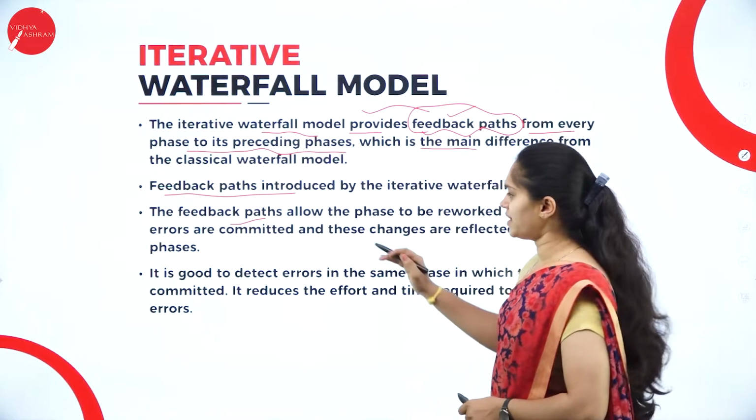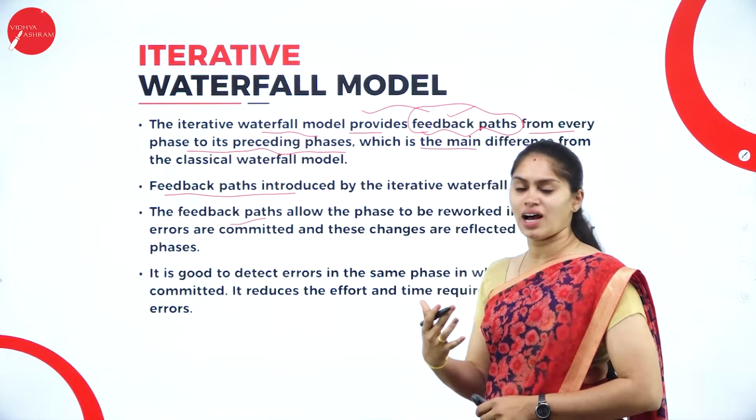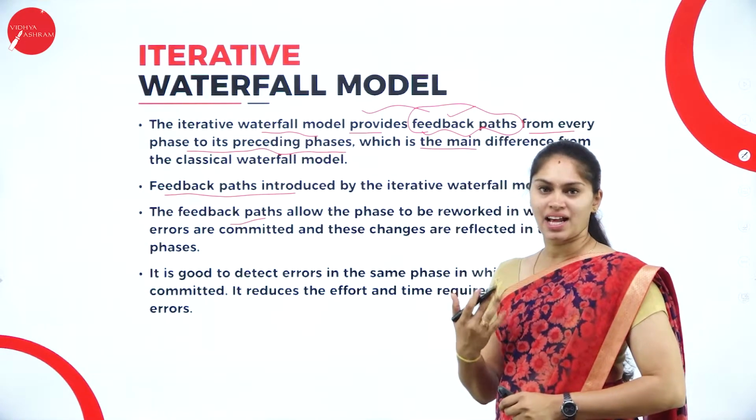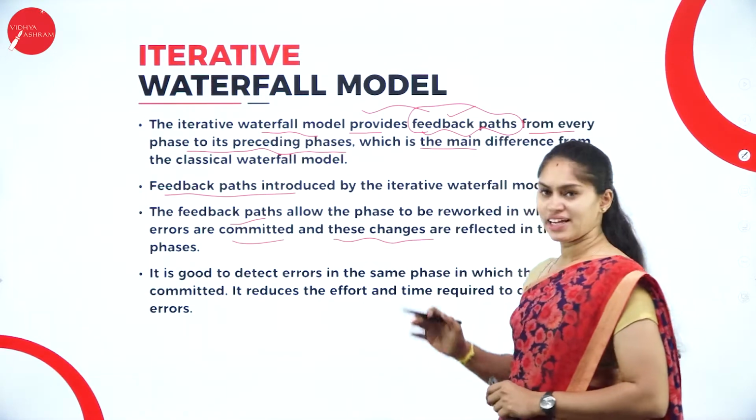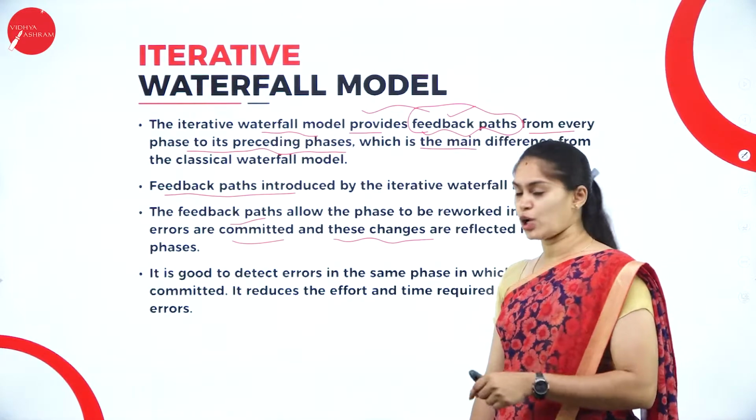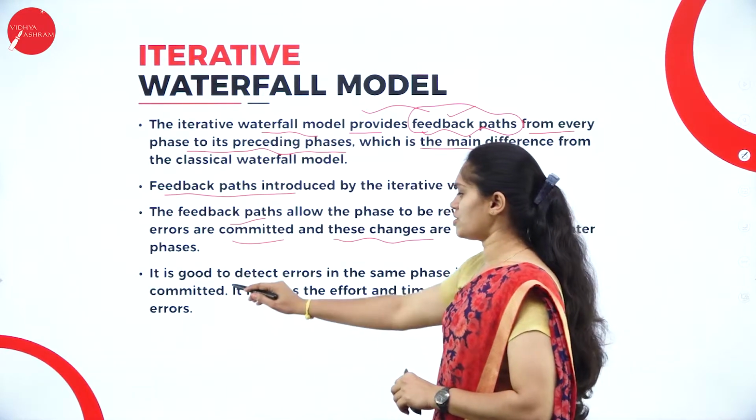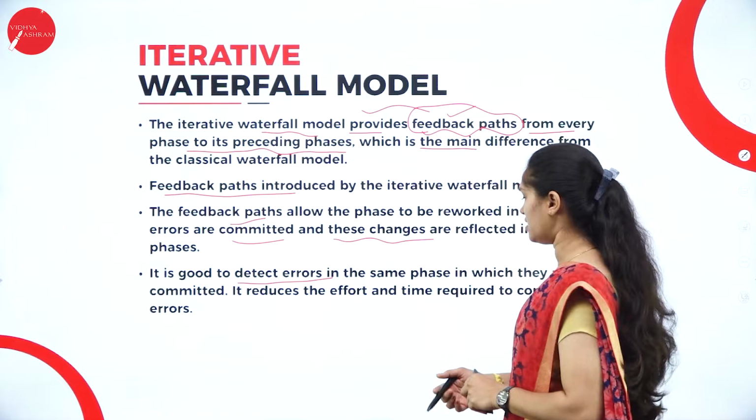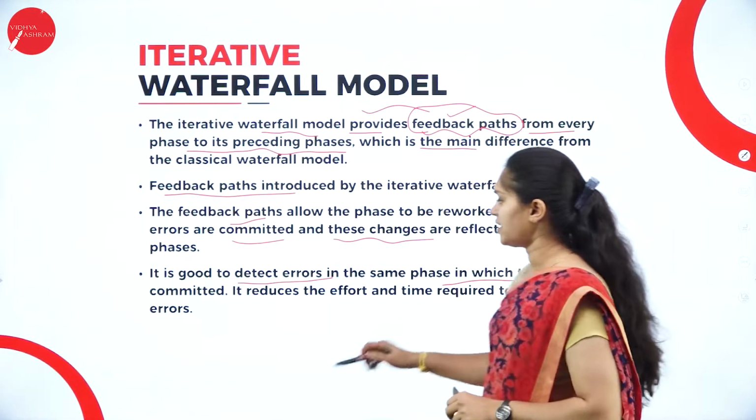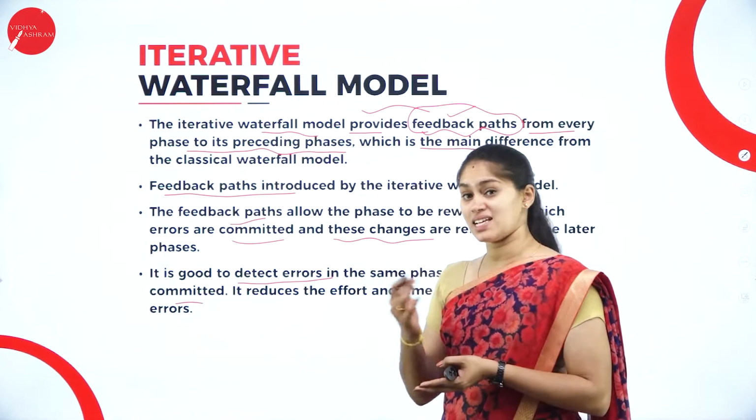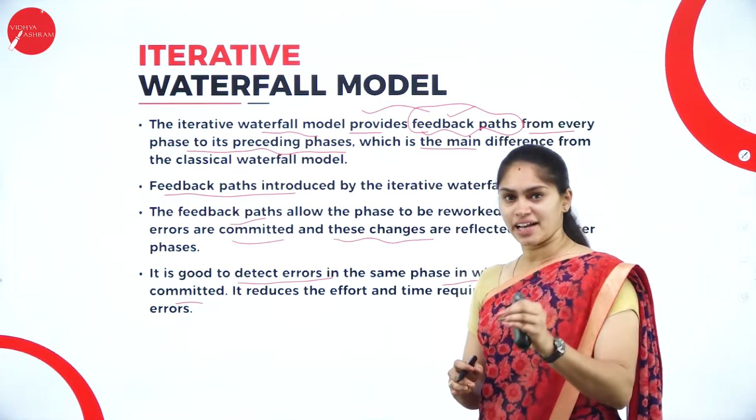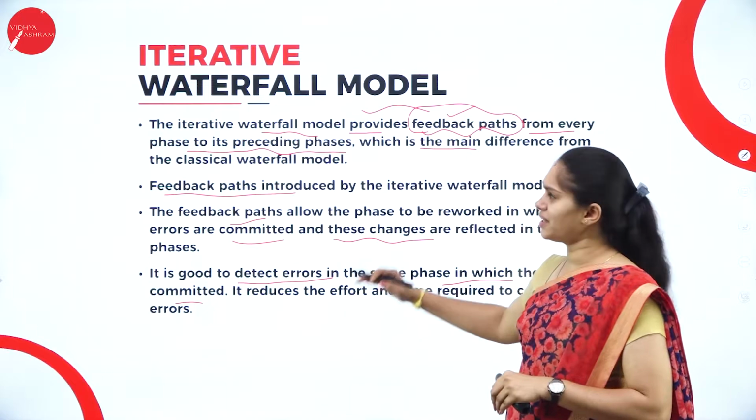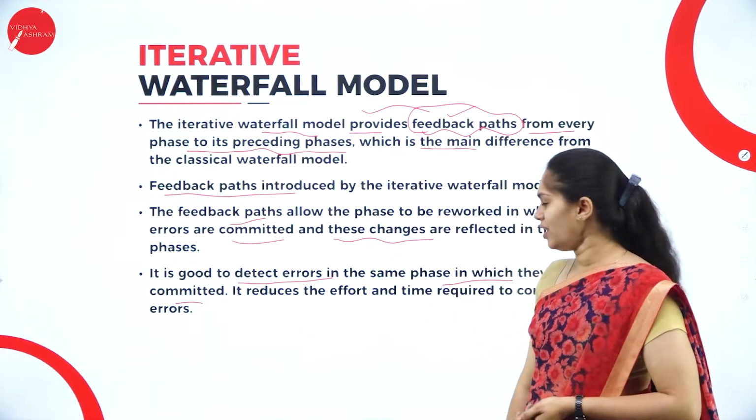And why do we require this feedback path? Mainly to correct the errors that were made in the previous stage, and it helps in making changes which we require in the previous content. It is also helpful for the detection of errors in the same phase in which they are committed. For example, in the classical waterfall model, even if I find errors in the previous stage, I can't correct them, but that is going to happen in the iterative kind of waterfall model.